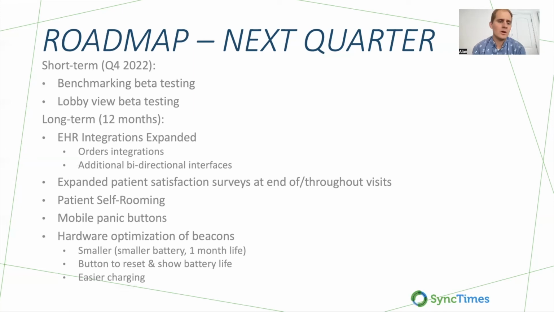Second, we've built out a lobby view option. We're beta testing this with 1 customer. That is an option to show on television screens in the lobby which providers currently have patients waiting and whether they're on time, ahead of schedule, behind schedule, and how many patients are waiting for each provider.